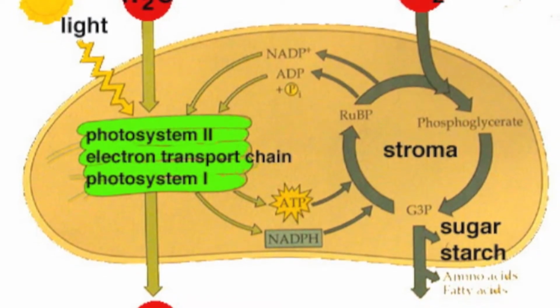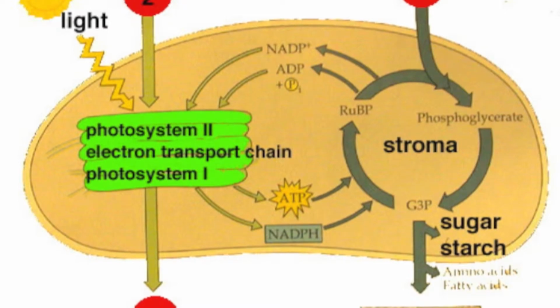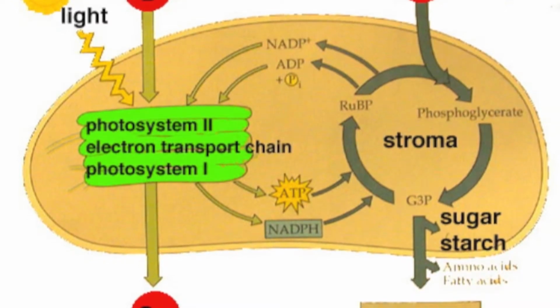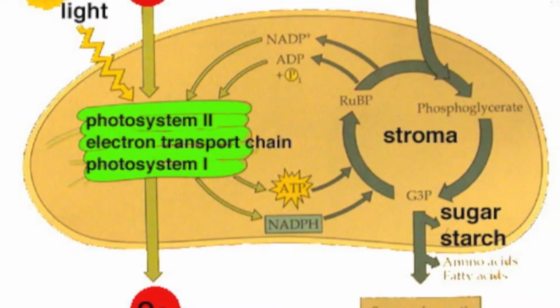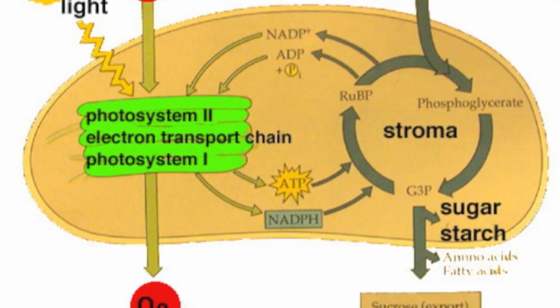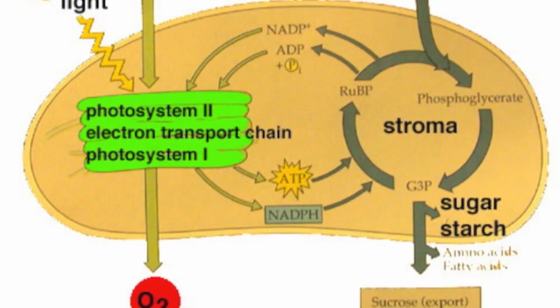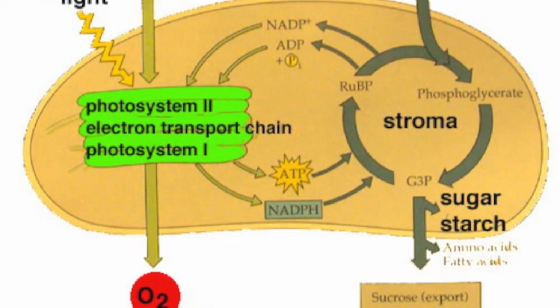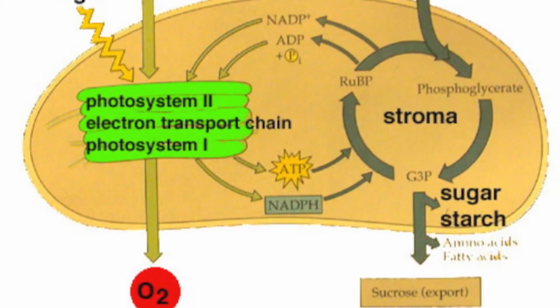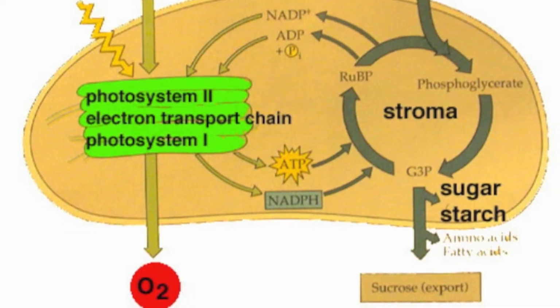So as you see here, the light enters the chloroplast and excites electrons in photosystem 2, which goes into the electron transport chain and then to photosystem 1. This creates ATP and NADPH. These two molecules are used in the Calvin cycle along with carbon dioxide to produce sugar.